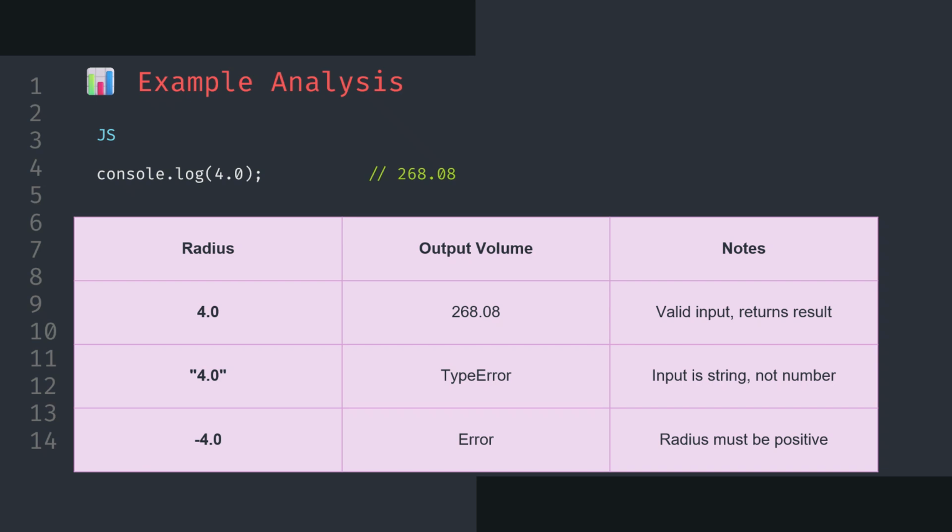Let's walk through some tests. A proper number like 4.0 works fine and returns 267.80. If the radius is passed in as a string like "4.0", it throws a type error. And if it is negative, we throw a custom error telling the user that the radius must be positive. This is real-world safety in action.